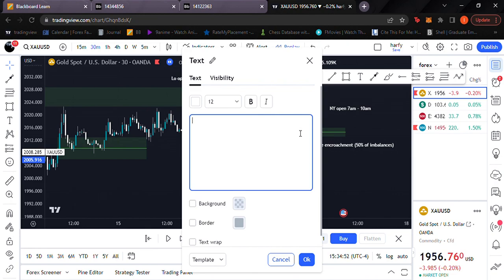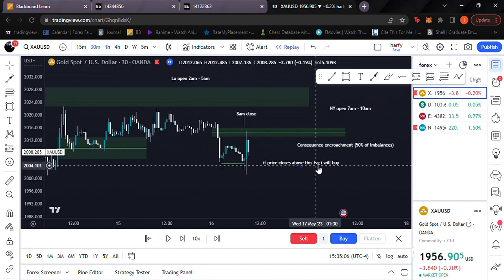Oppositely, if price closes above this FVG, I will buy. Writing things down on your chart is probably one of the number one ways to not go against your own decisions.